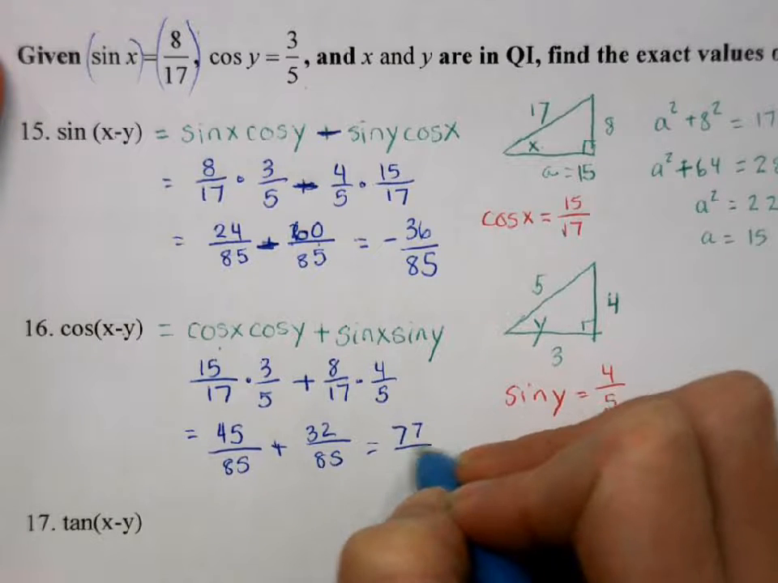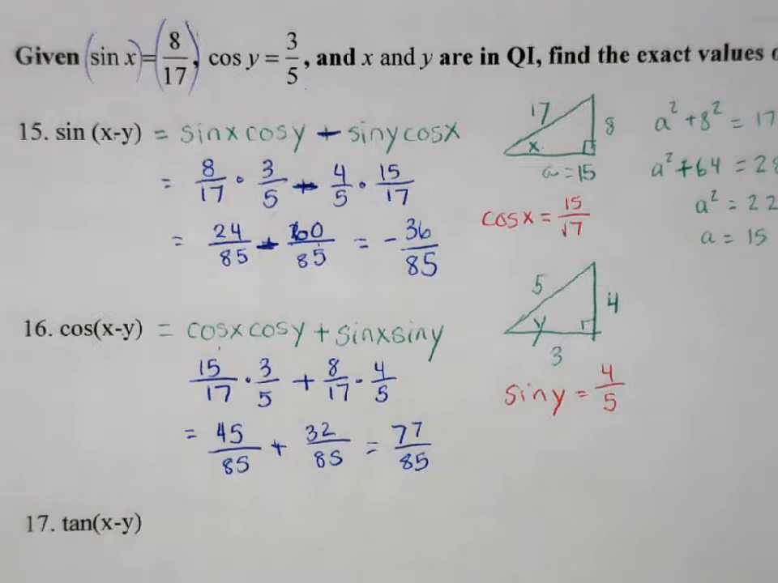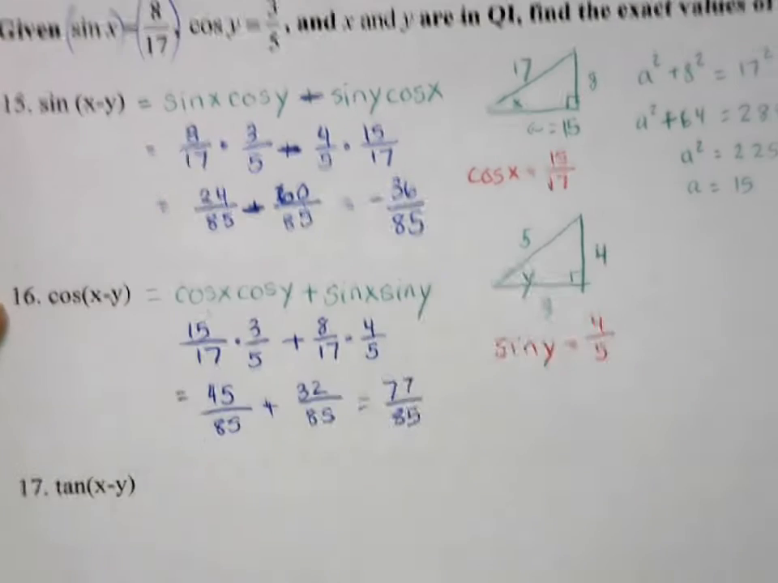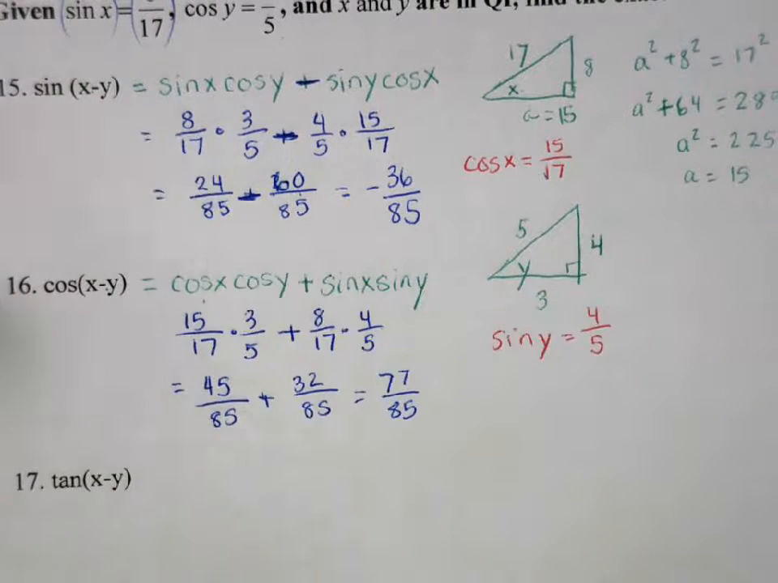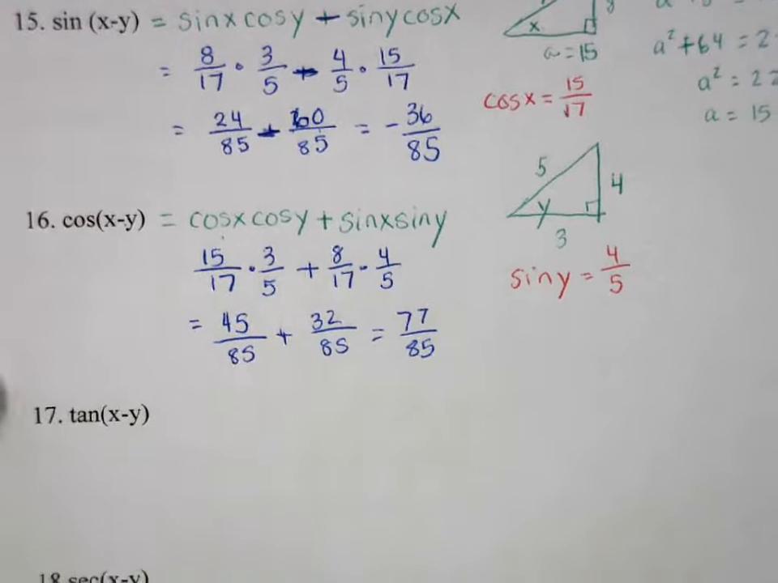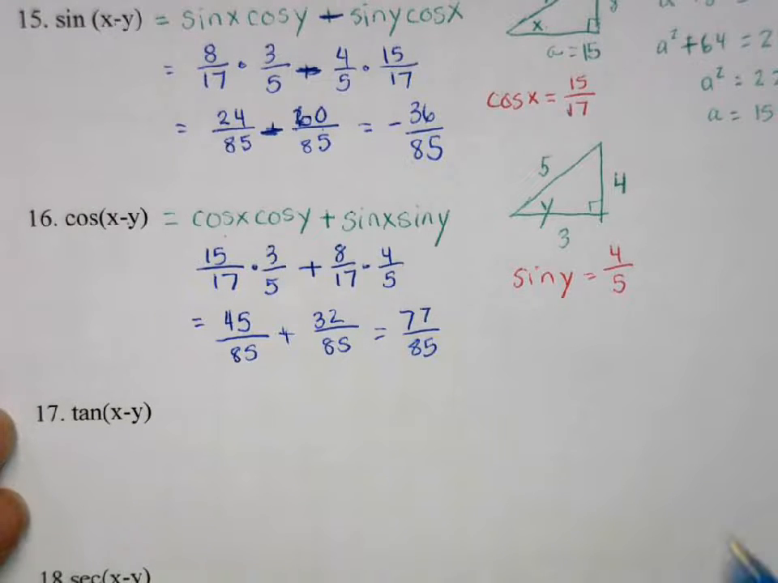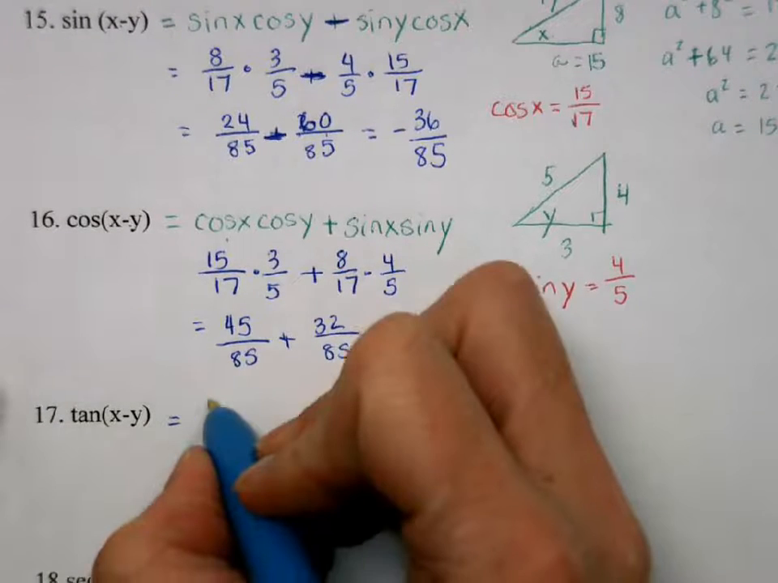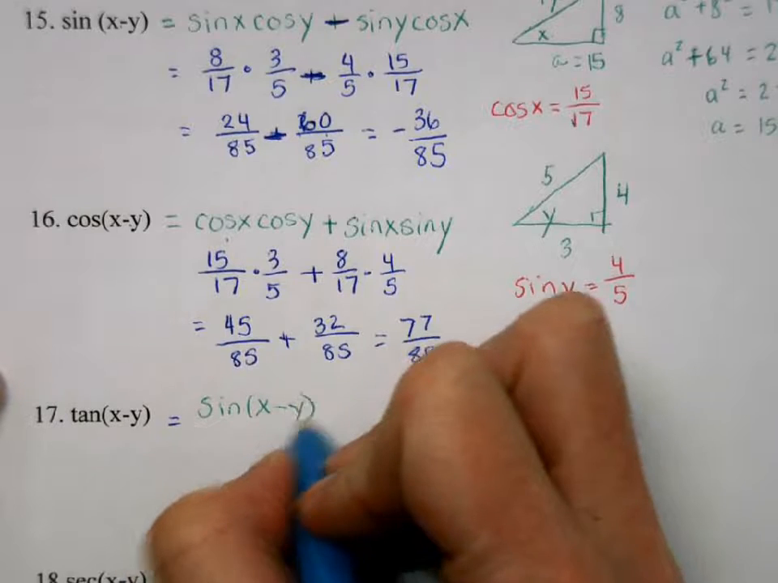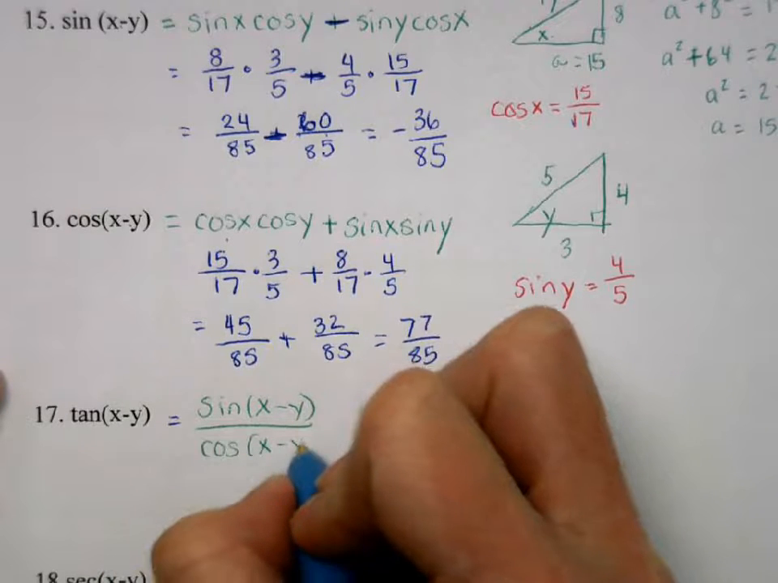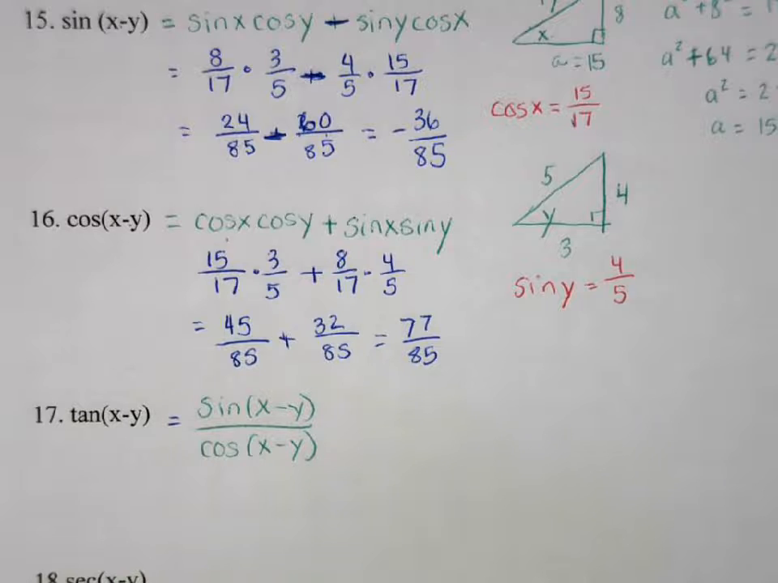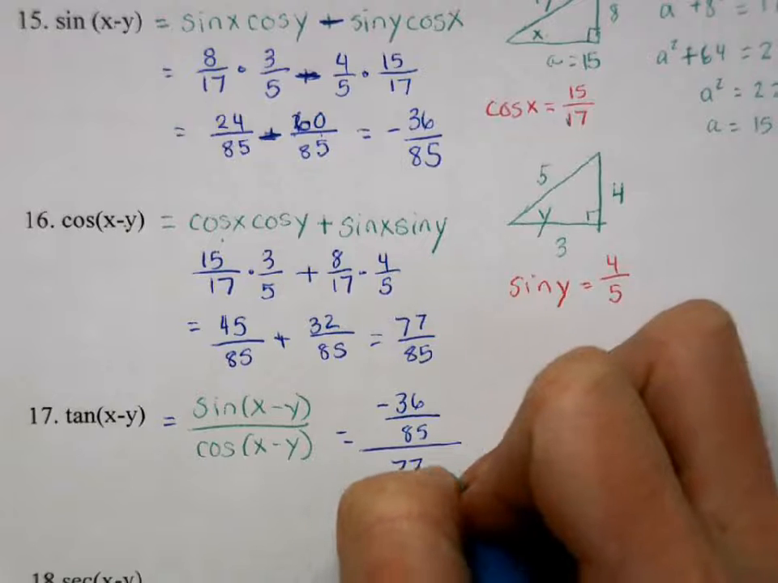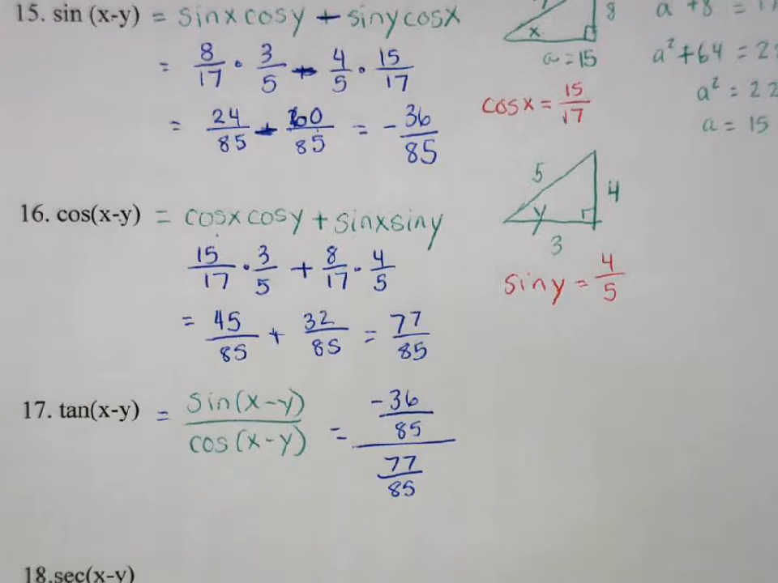For tangent of x minus y, we know the sine and cosine of those. So x and y are just angles. x minus y is just another angle. We don't know what that angle is, but we know its sine and cosine values. So this is going to be sine of x minus y over cosine of x minus y, which is just going to be negative 36 over 85 over 77 over 85. We have the same denominator here, so this is negative 36 over 77.